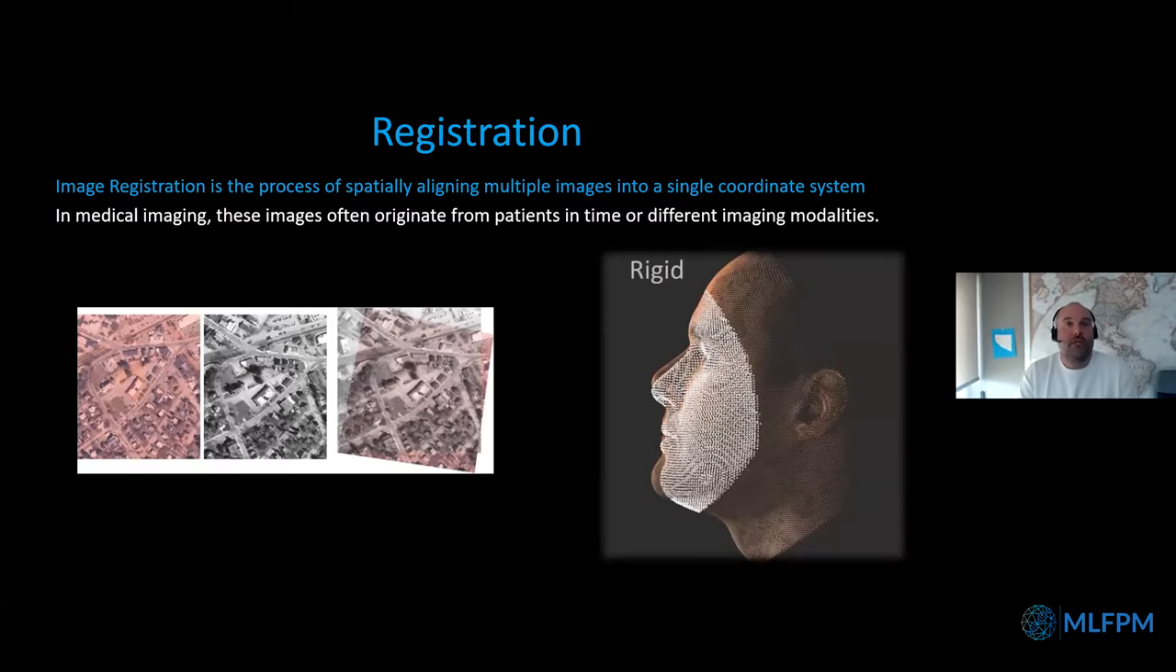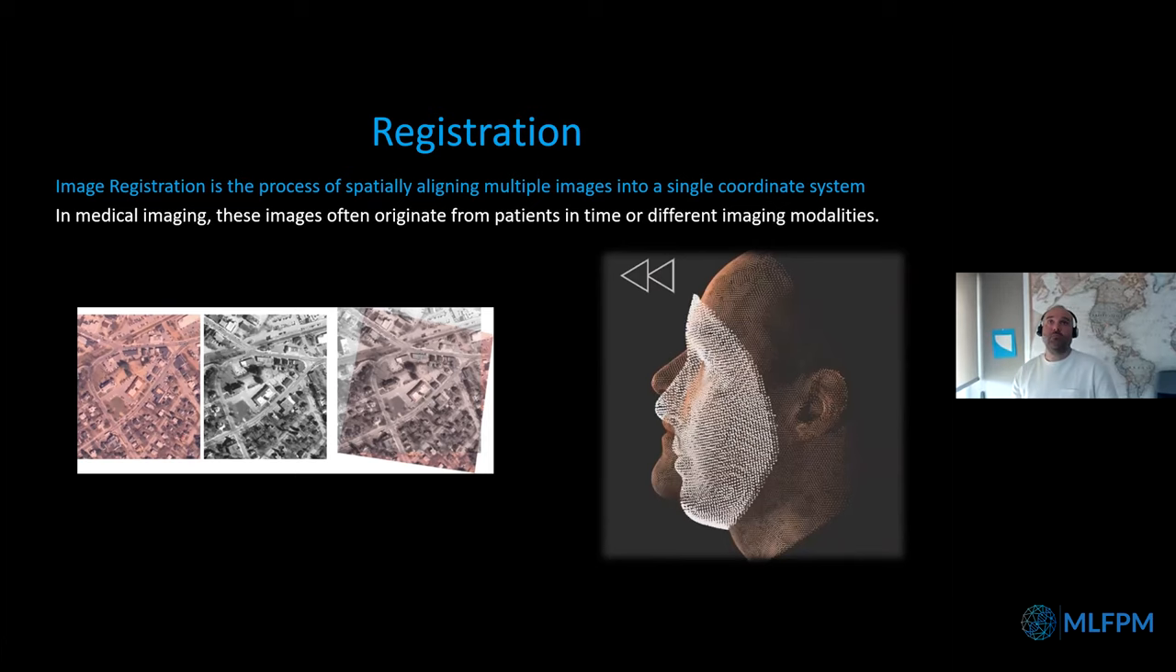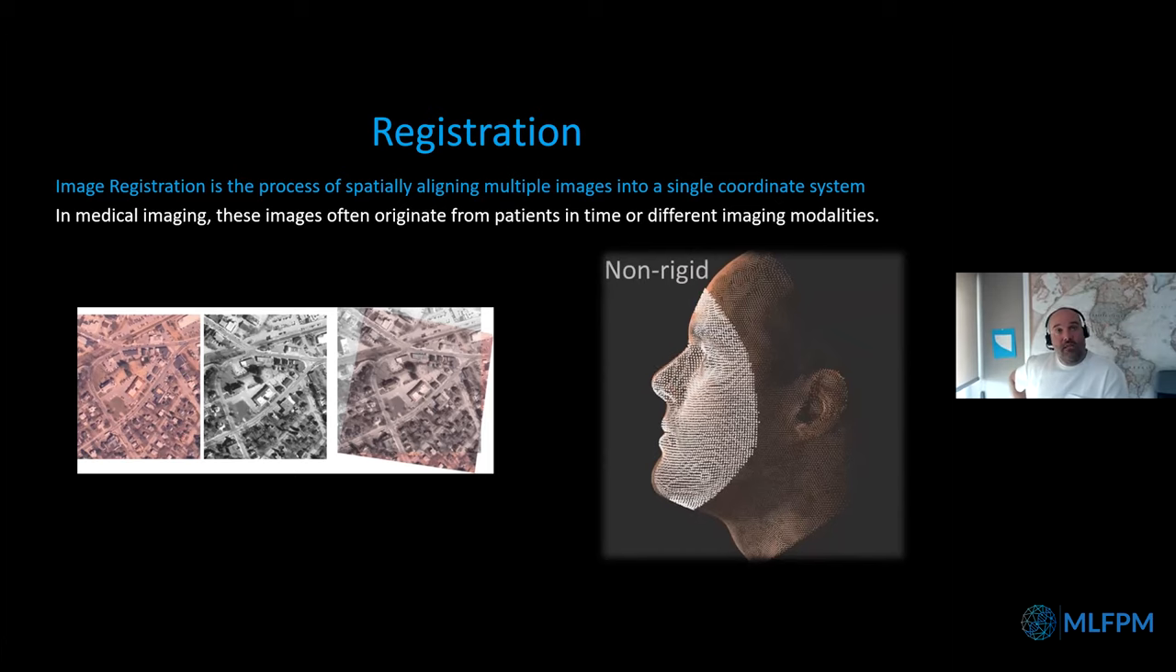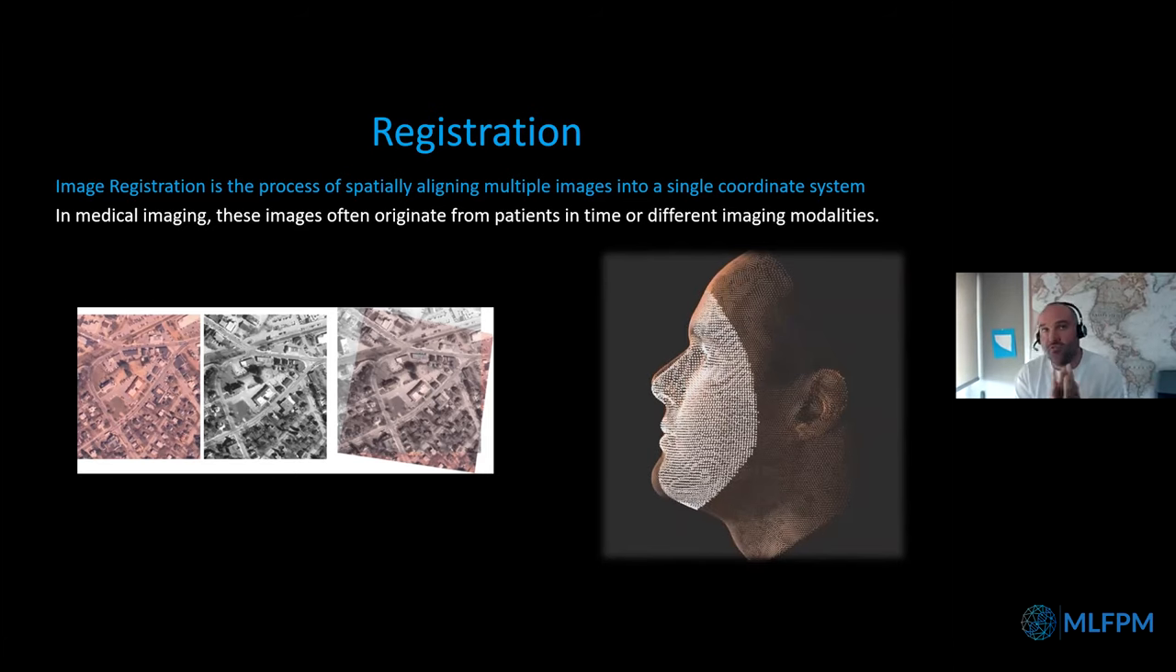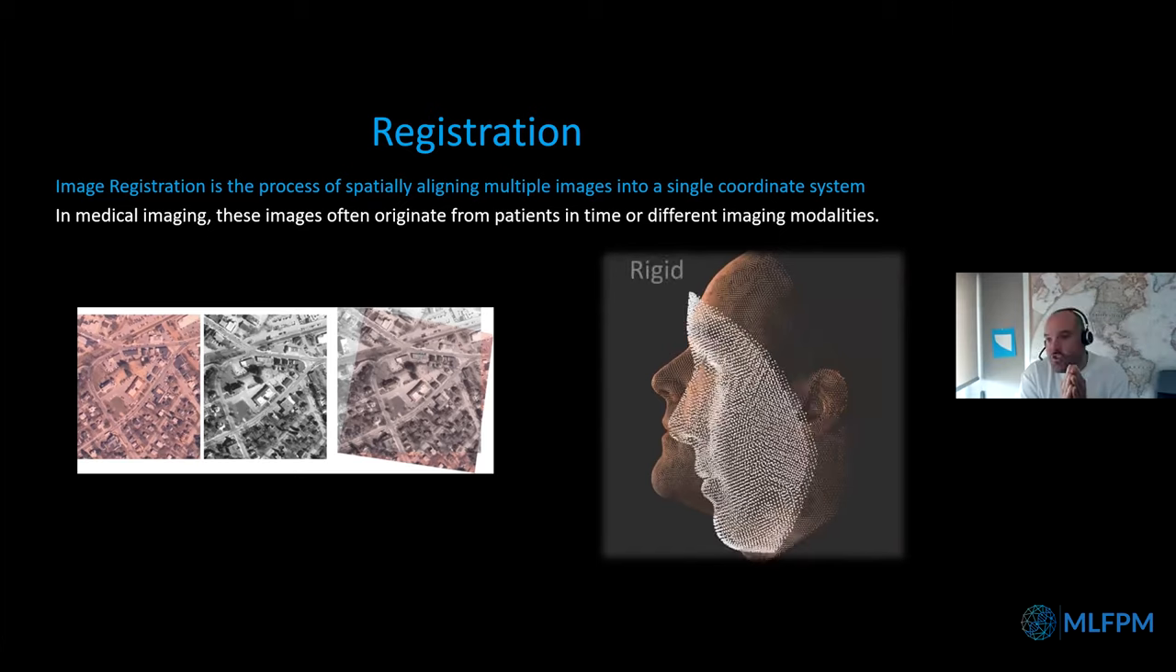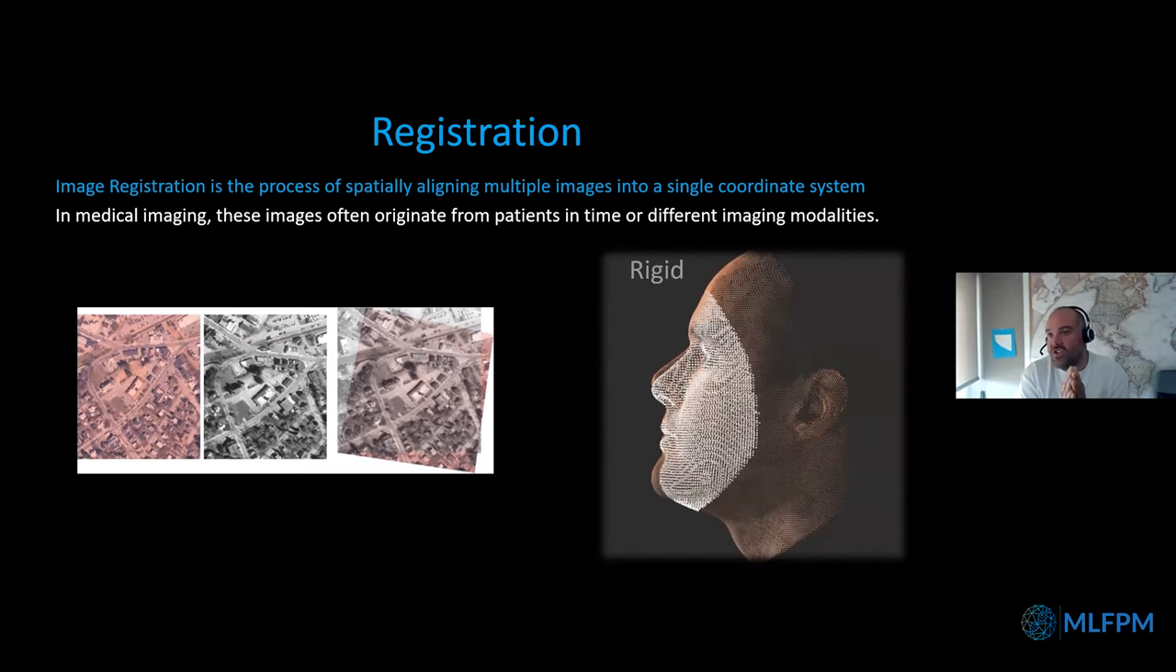Another kind of operation on images aside from segmentation is what is known as registration. It's the process of spatially aligning multiple images into a single coordinate system. And typically in medical imaging, this comes from different imaging modalities. So for example, a person had undergone a CT scan and an MRI. You can then try to align both to superimpose and fuse the information of both. Or for example, a person has undergone surgery and you basically want to see changes based on aligning two images.